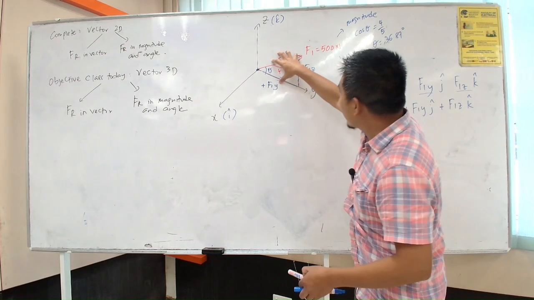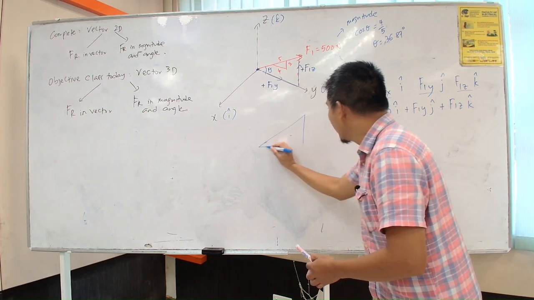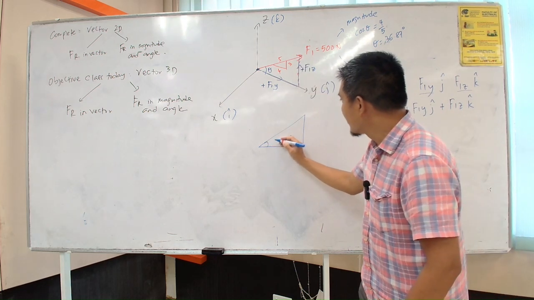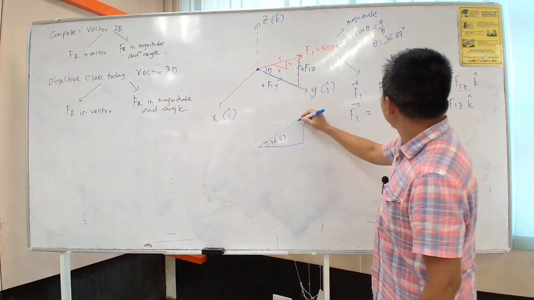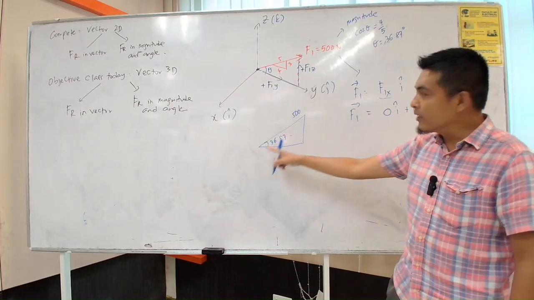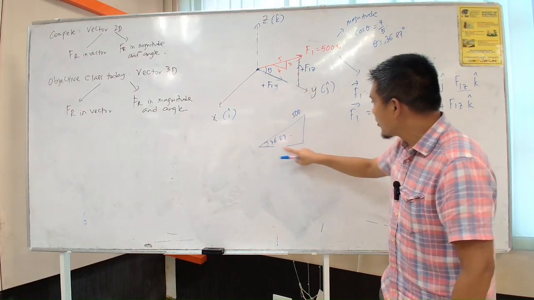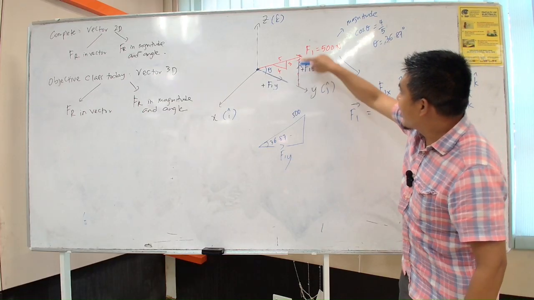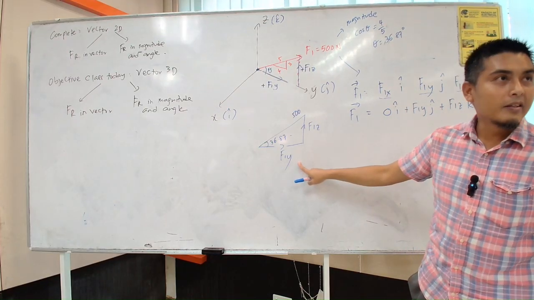If we extract this one, it will be this triangle. Is it the same thing? The theta here is 36.87. The magnitude here is 500. And then this line actually refers to F1y. This line actually refers to F1z. Can you find F1y and F1z?